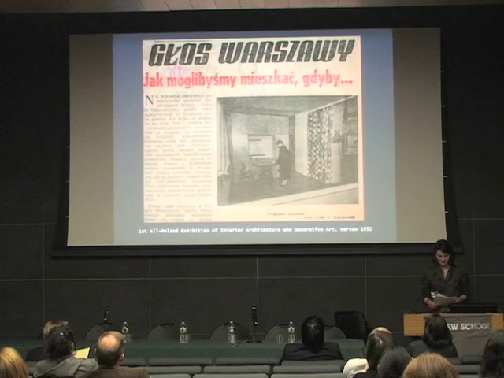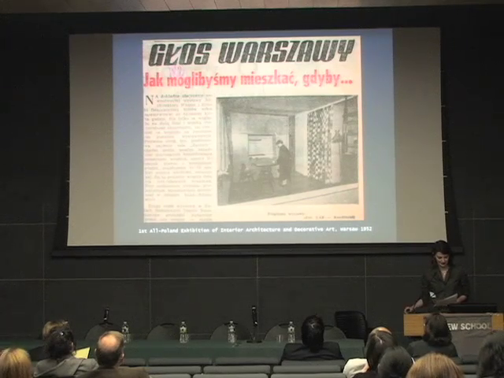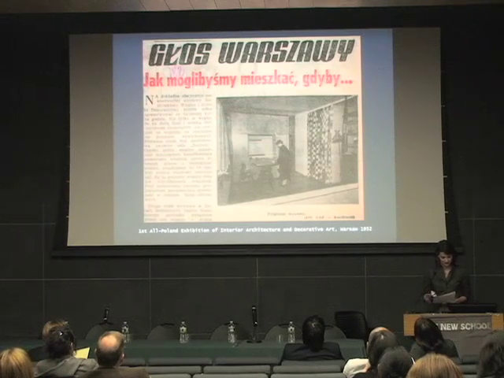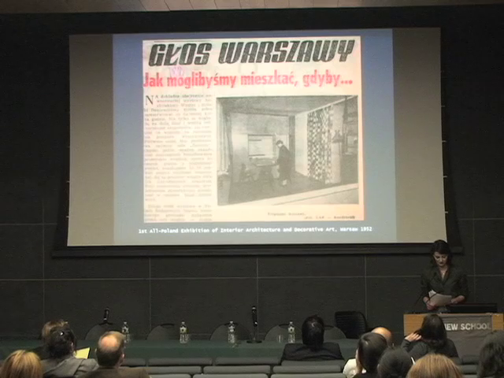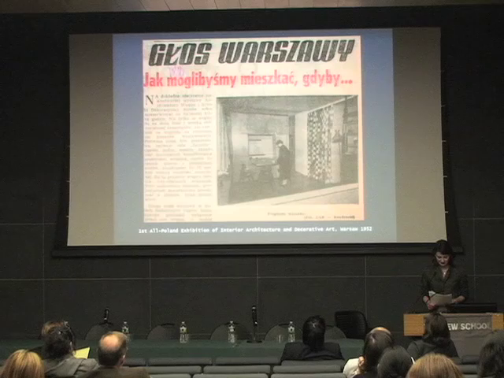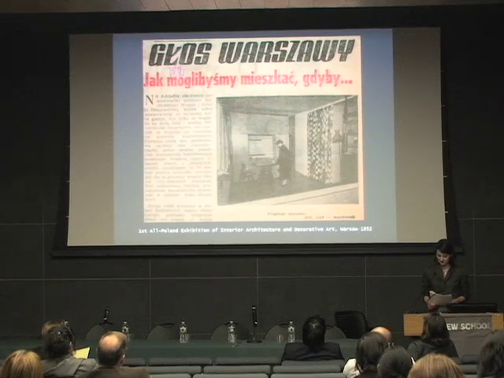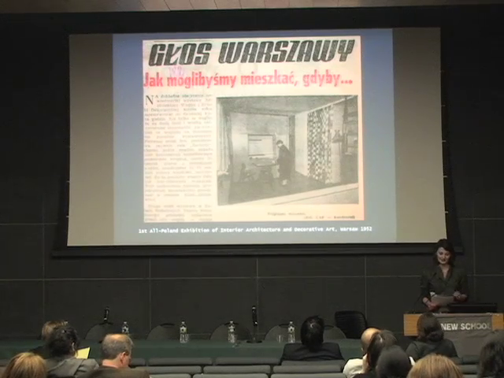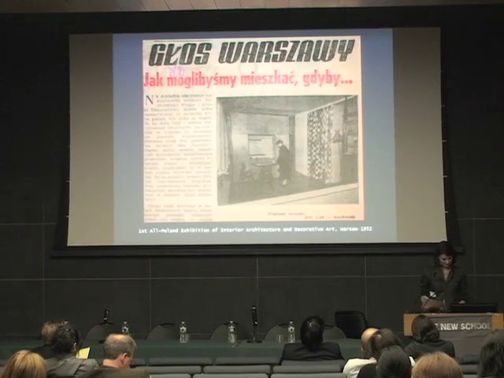Here is a cutting from one of the newspapers in Poland, which presents a cubicle with a modern interior, very sleek, very small as it was, but furnished in a way that was impossible at that time, which I'm going to speak about later. What's interesting is also the headline, which says how we could live if, and this notion, what if, hangs above all the exhibitions that I'm going to talk about today.